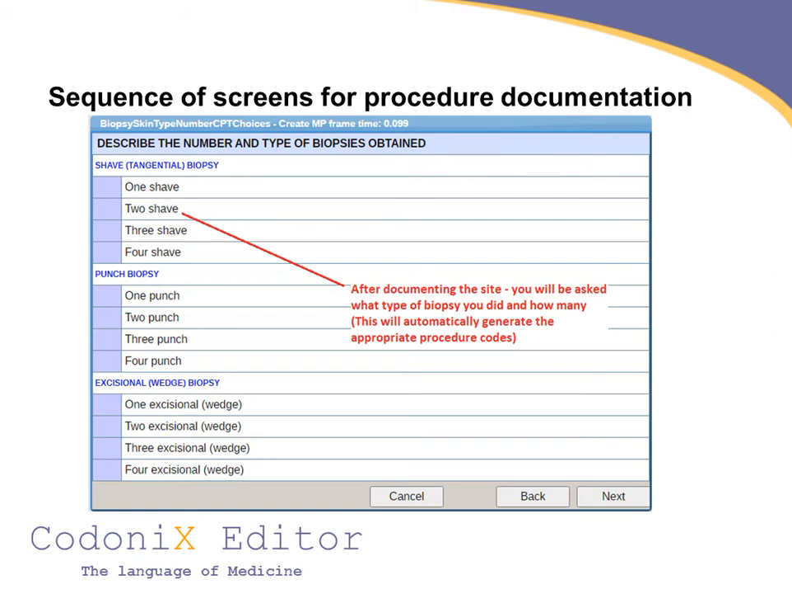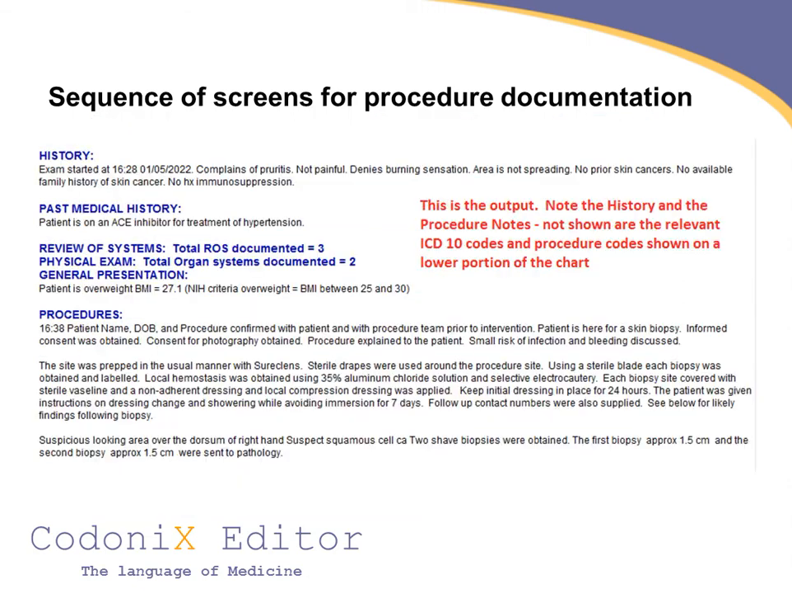Once you have chosen the number and type of skin biopsy samples, you may click on the next screen to return to the patient's chart. This is the output. Note the history in the procedure note, generated from your custom template description. Not shown on this screen are the relevant ICD-10 codes and procedure codes, simply because they don't fit on this screenshot. So this is an example of a simple custom template procedure.